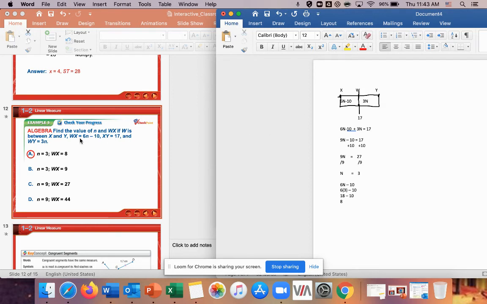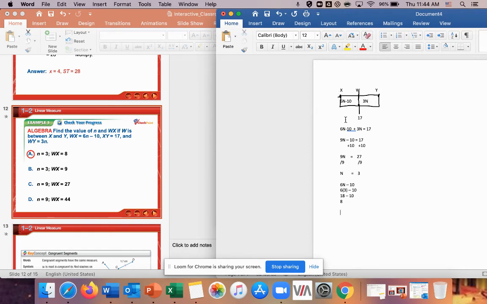All right, and it tells me WX right here is 6n minus 10. And it tells me XY is 17. Oh, the whole thing is 17. All right, and WY is 3n. Okay, perfect. I labeled it correctly. Awesome. Mr. Selby did it correct.